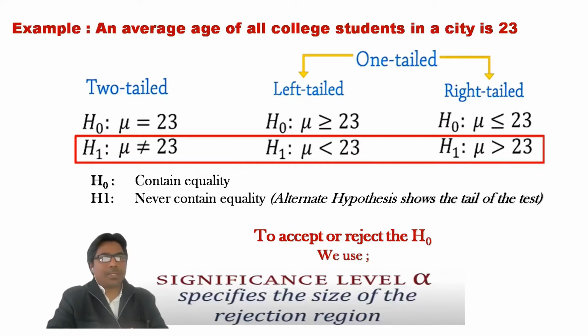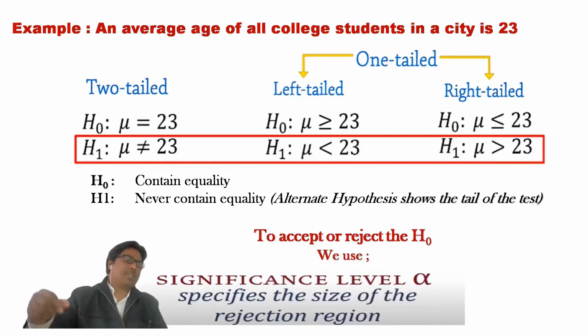Null hypothesis here is very important because the null hypothesis serves as the baseline to test your hypothesis, and the alternate hypothesis is the hypothesis framed by the researcher. The null hypothesis always says that there is no difference or it is equal, right? As far as this particular example is concerned, the example states that an average age of all college students in a city is 23. That means there is a particular college and the mean age of college students in this particular college is 23. That makes our null hypothesis. Null hypothesis states that mean is equal to 23.